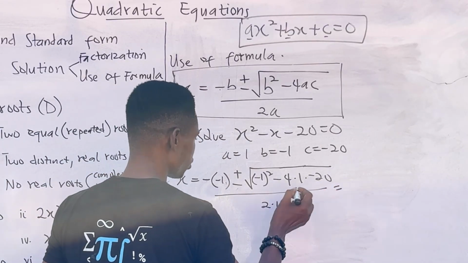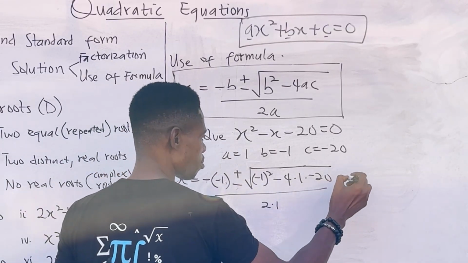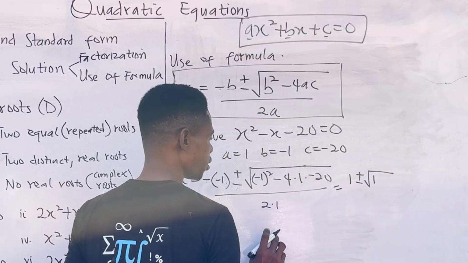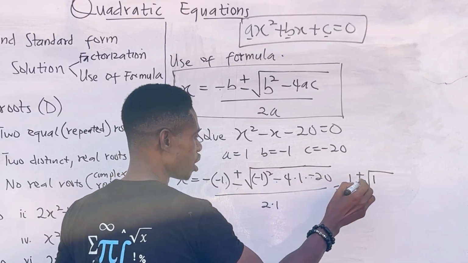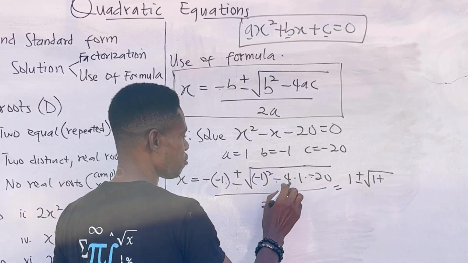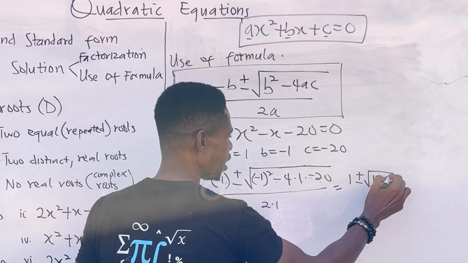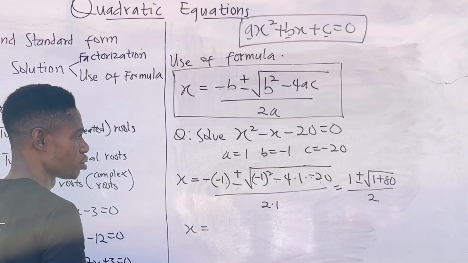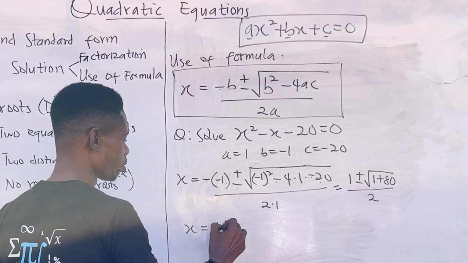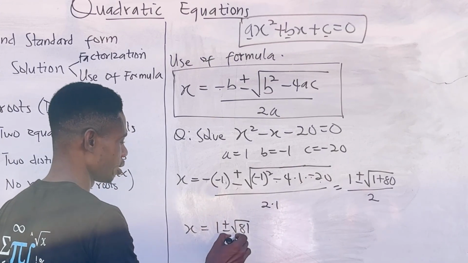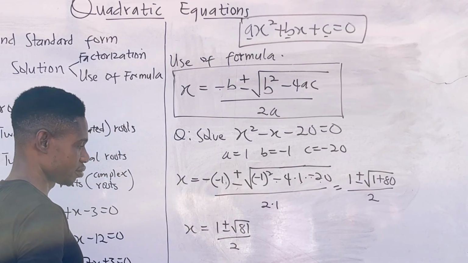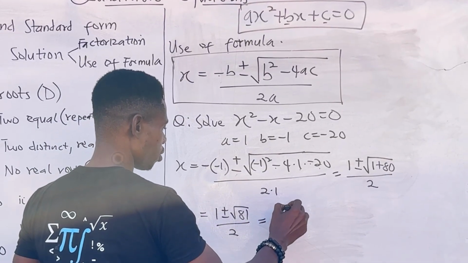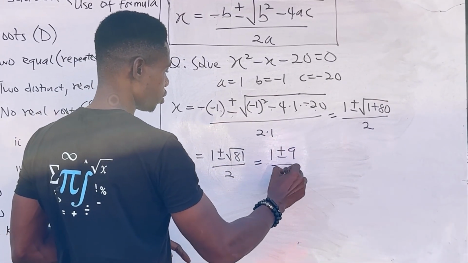Okay, so this gives us same x, minus minus gives us plus 1 now, plus or minus the square root of minus 1 squared is 1. This minus multiplied by this minus will give us a plus. 4 multiplied by 1 is 4, multiplied by 20, that's 80 all over 2. So our x is equal to 1 plus or minus the square root of 81 divided by 2. And what's the square root of 81? 9. So our x is 1 plus or minus 9 over 2.